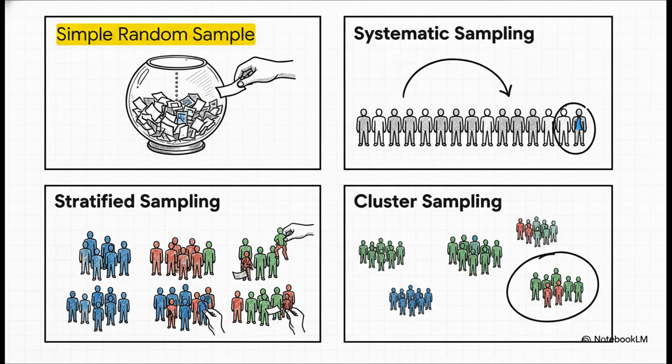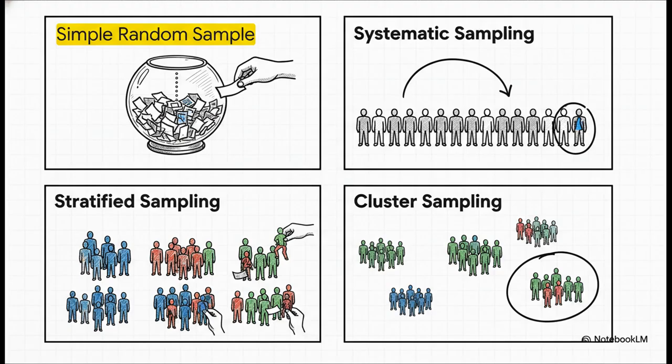The gold standard methods, on the other hand, are way more robust. A simple random sample is literally like putting everyone's name into a giant hat and drawing them out. Pure lottery. Systematic sampling is when you pick every 10th person or 100th person off of a list. Stratified sampling is really smart.